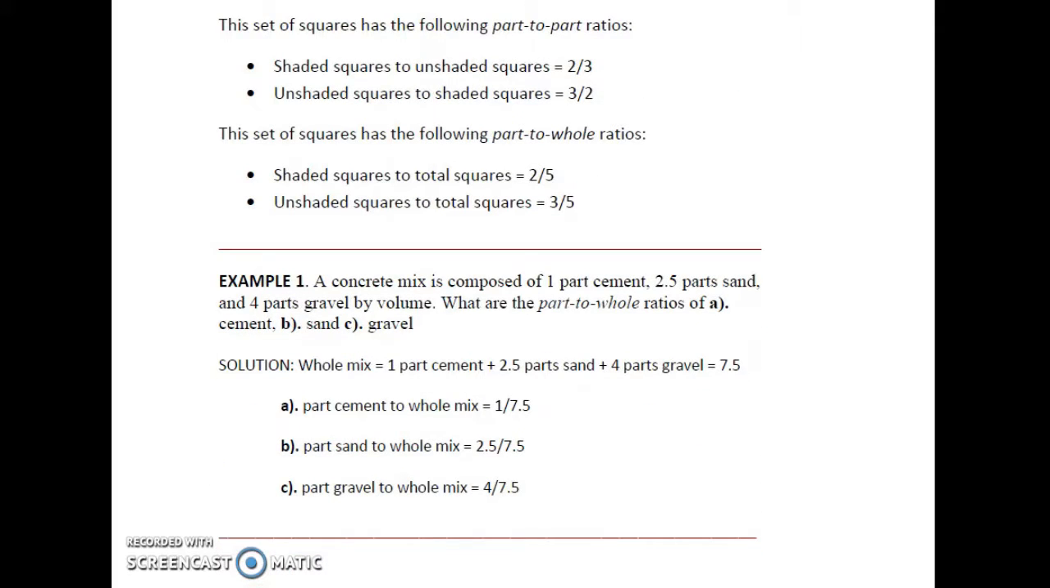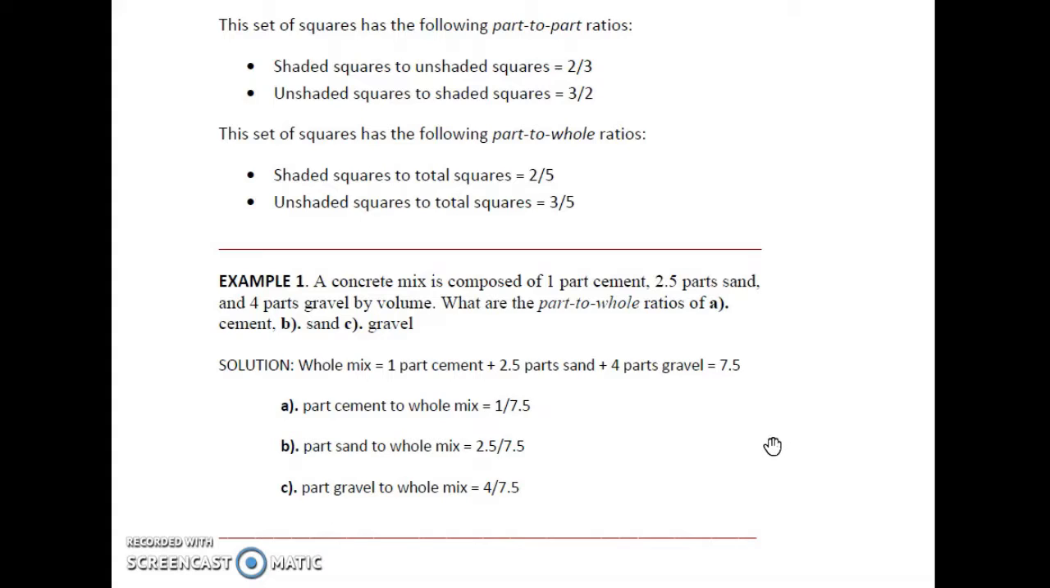Example 1. A concrete mix is composed of 1 part cement, 2.5 parts sand, and 4 parts gravel by volume. What are the part-to-whole ratios of cement, sand, and gravel? Solution. Whole mix is 1 part cement plus 2.5 parts sand plus 4 parts gravel. So the whole would be 7.5.